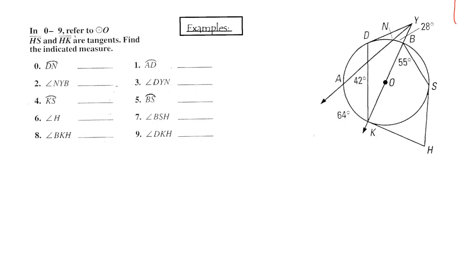The following question, you have a circle and there are many different chords and tangents and secants and different types of angles. But think about it as a puzzle: if you find one piece of that puzzle, then you can move on to the second piece, and you keep on going to find the different pieces of the puzzle till you finish all of the questions from 0 to 9. The first one is asking you for the measure of arc DN.